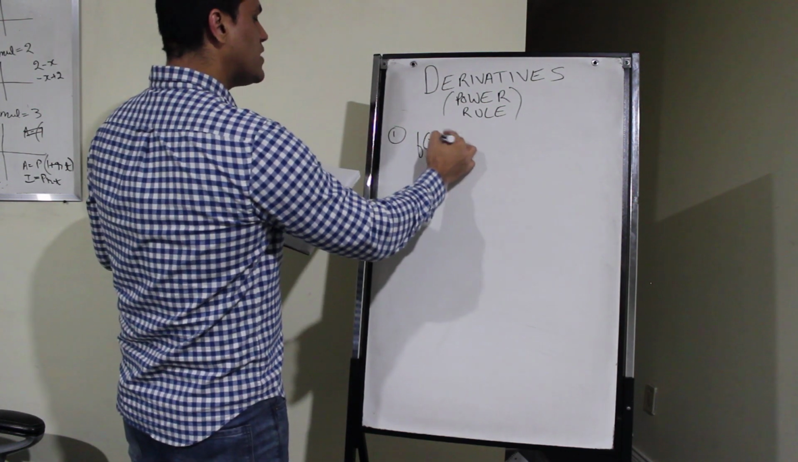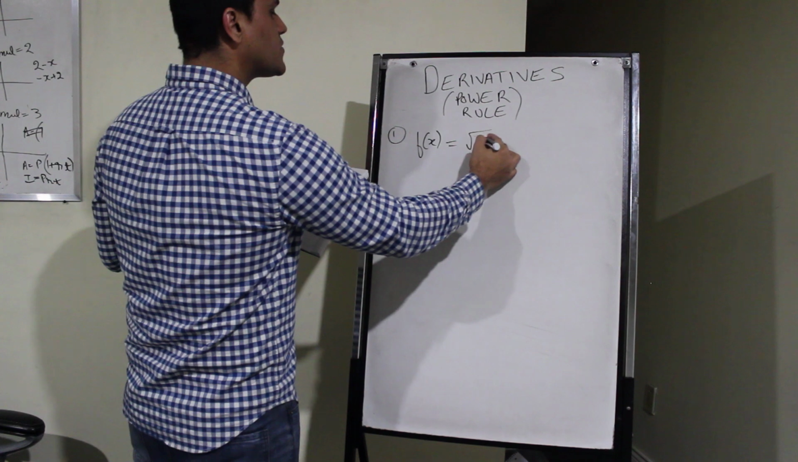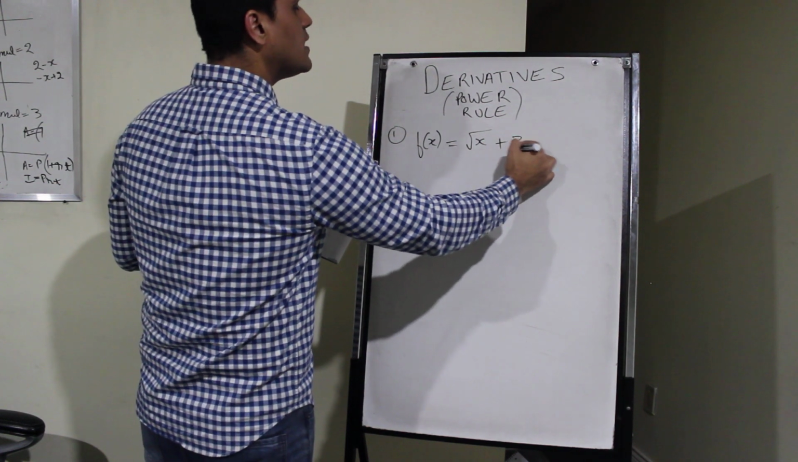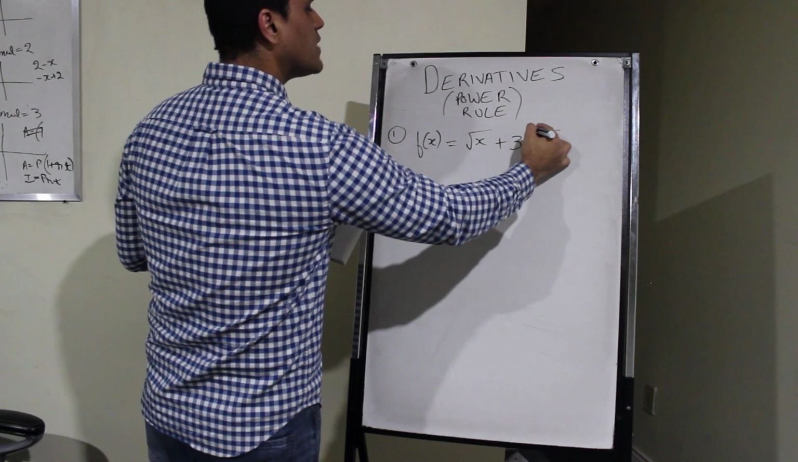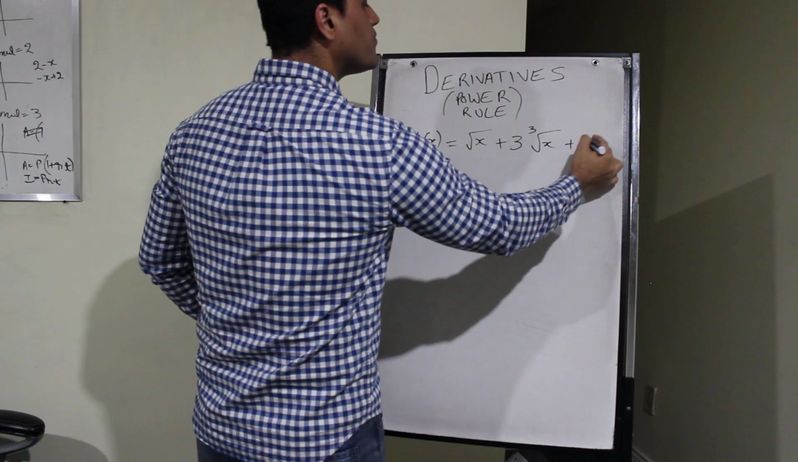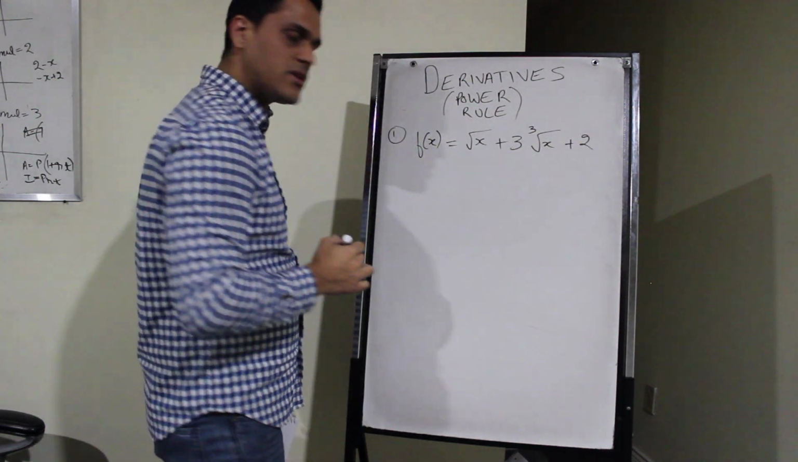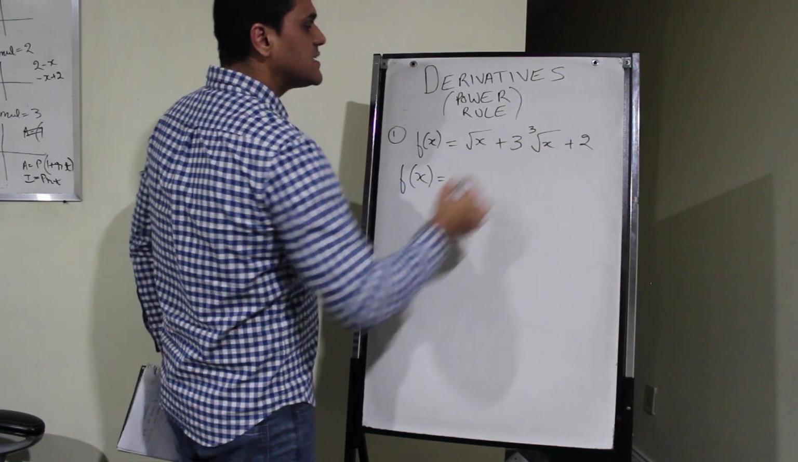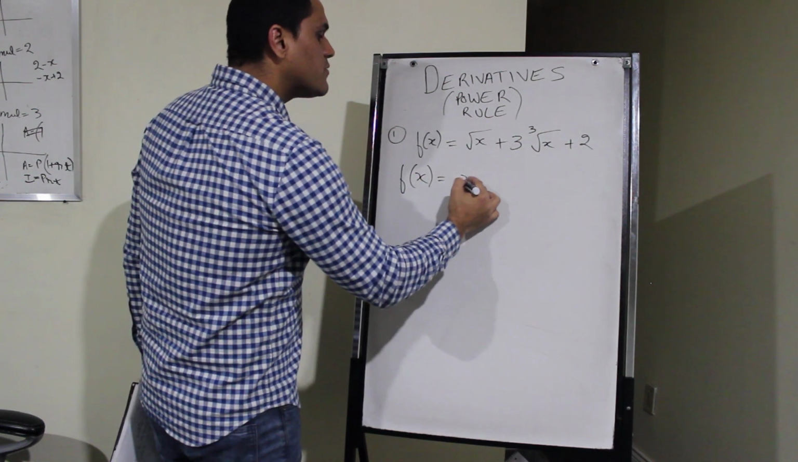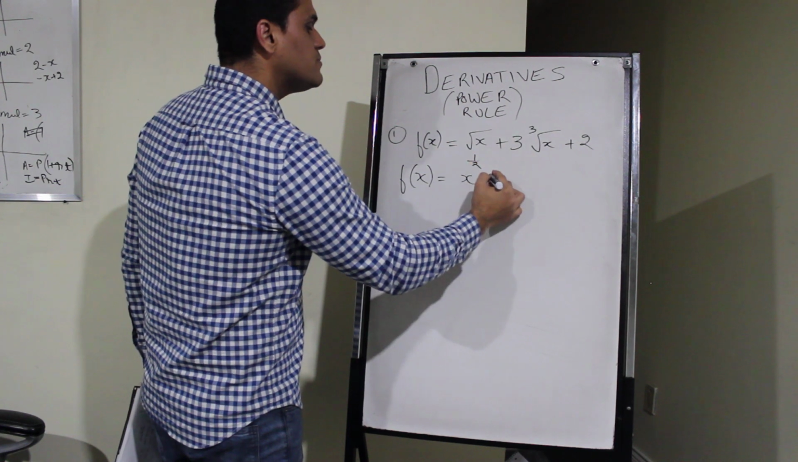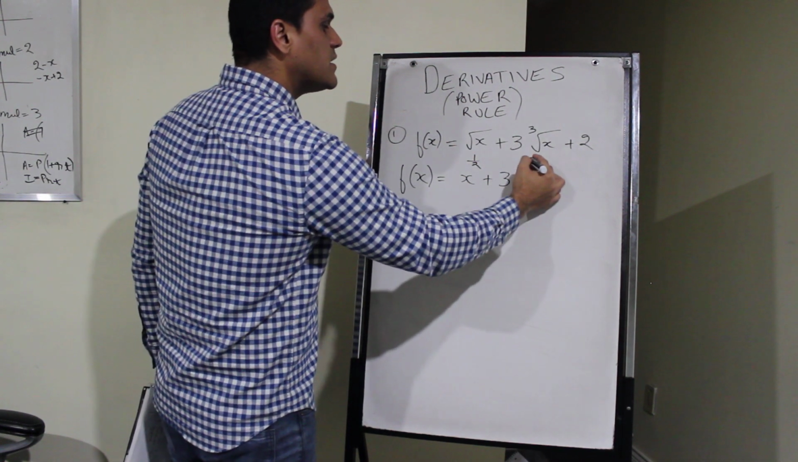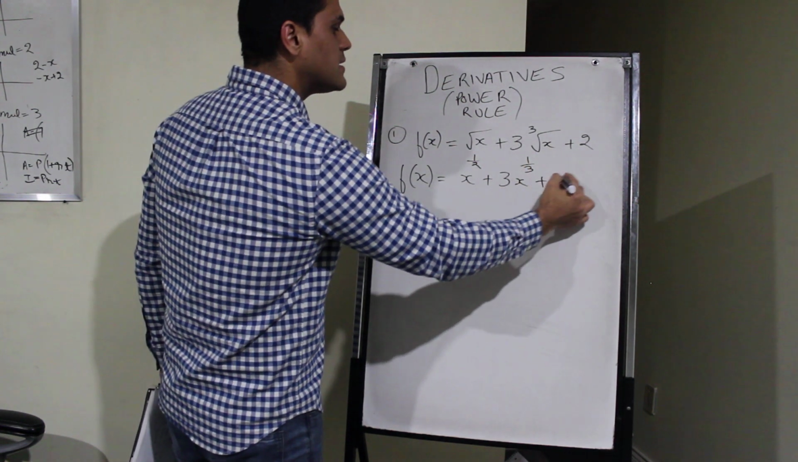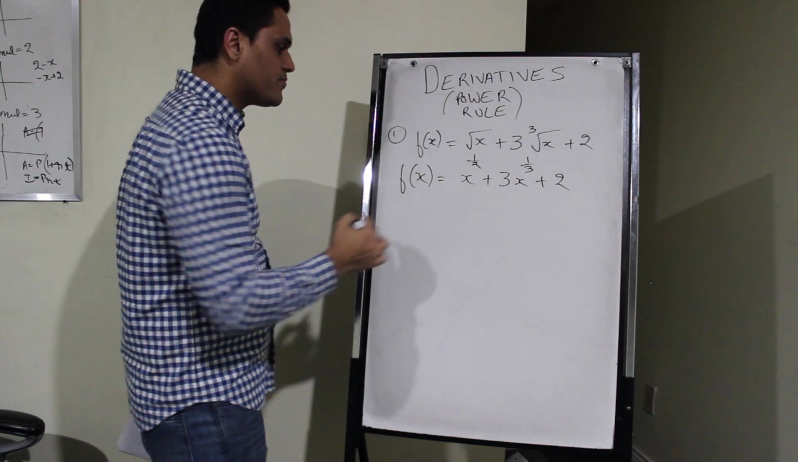Now if I tell you f of x is square root of x plus 3 cube root of x plus 2, and I ask you to find the derivative of this, you will first rewrite all the roots as exponents. So square root of x will just be x to the power 1 over 2, and this will be x to the power 1 over 3, and that's just 2.